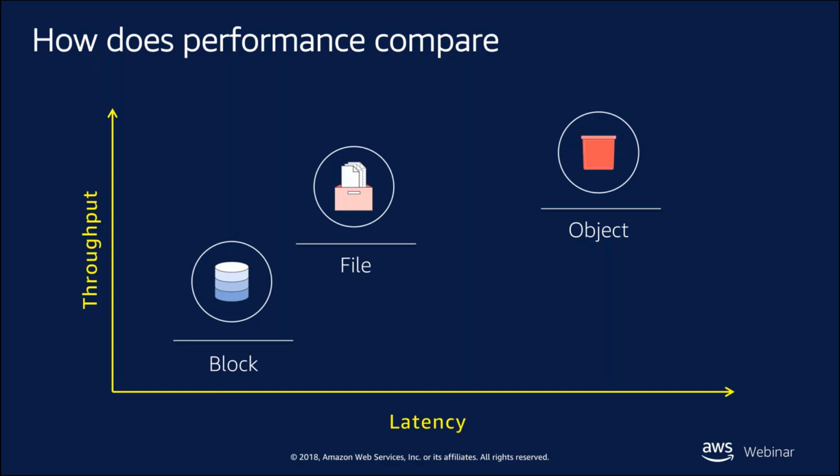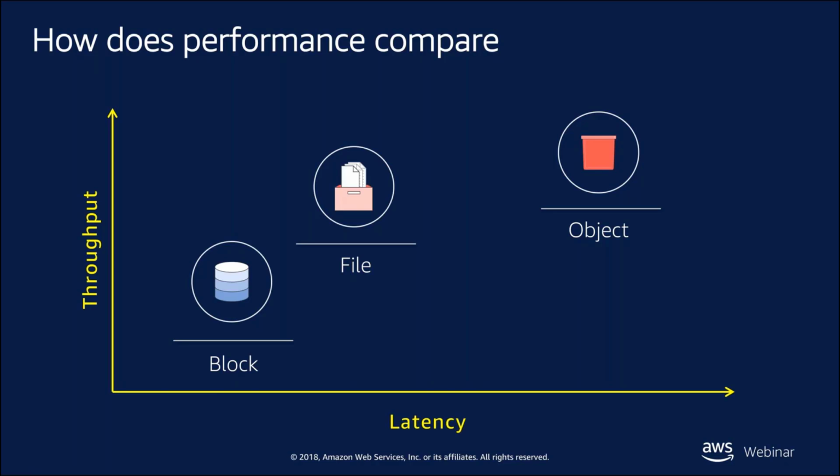As we move from left to right, we look at file storage. Generally it's lower latency than object store, higher than block, but again, we have high levels of throughput. You're able to achieve tens of gigabits per second throughput to some of these file systems. And then finally, object on the far right. This is where you're able to achieve the highest levels of throughput and scalability. But again, it's really not designed for latency sensitive applications.